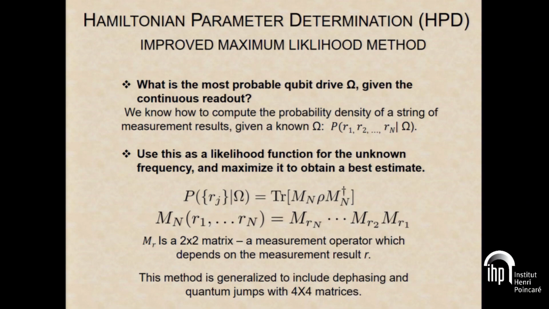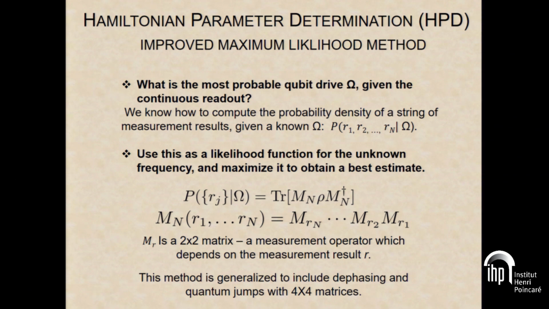Typically this will take the form of some trace of a measurement operator, a state, some Hermitian conjugate, where this is typically some product of many of these measurement operators associated with these different measurement outcomes. And then I want to take this formula and maximize it. I'll maximize it over all possible values of omega given the measurement data, and that will be my maximum likelihood estimator of this parameter. Okay?